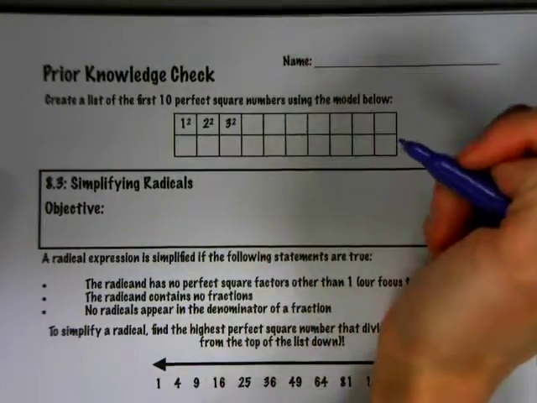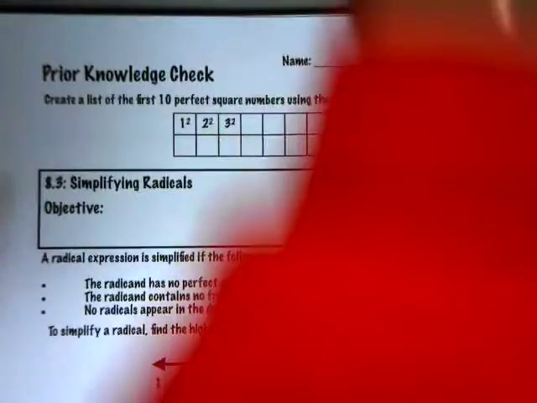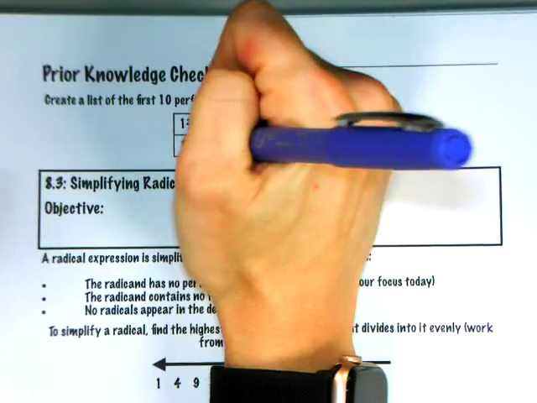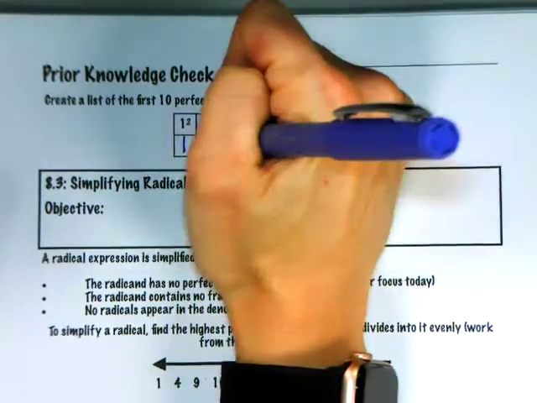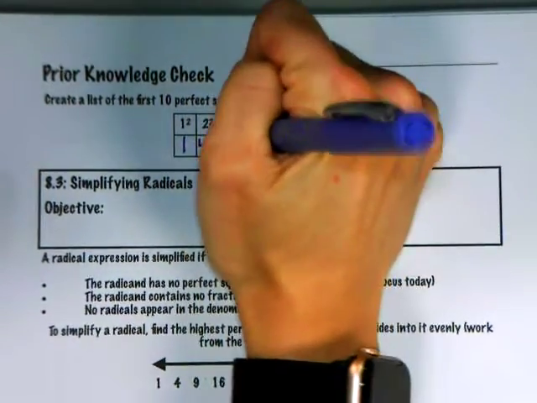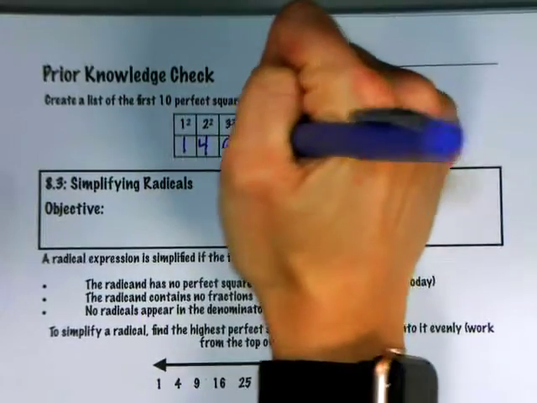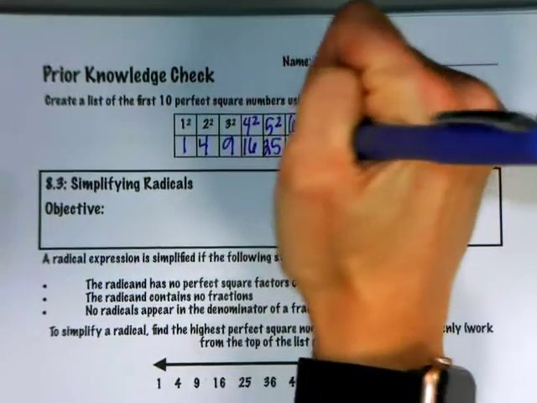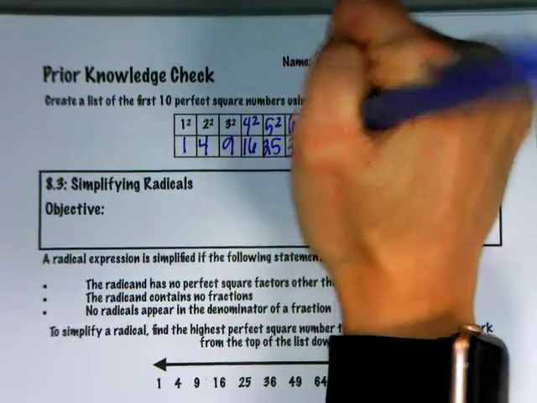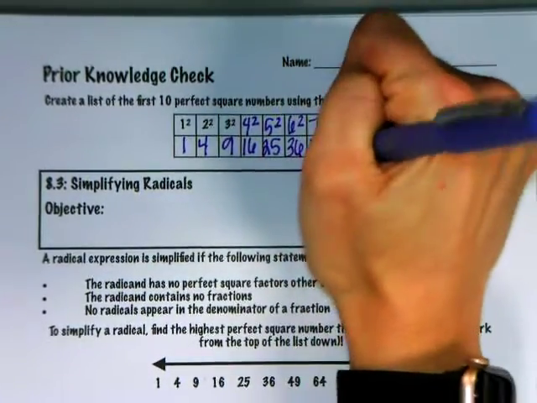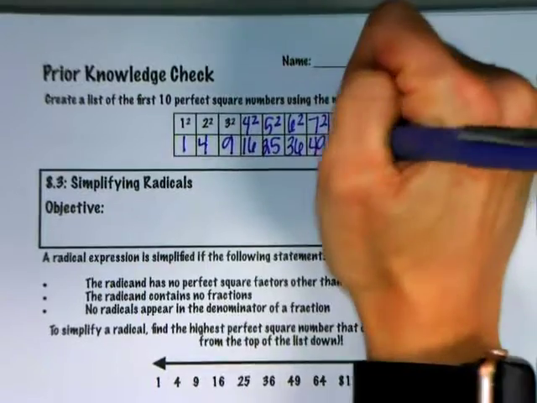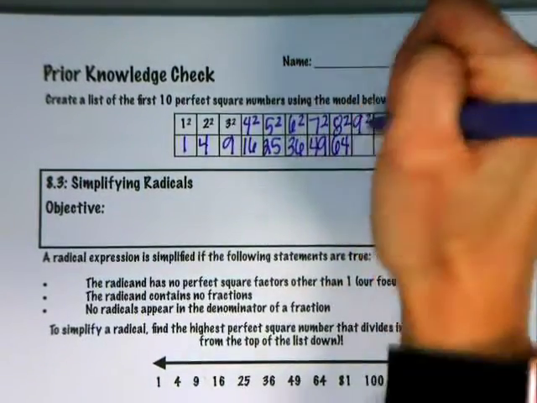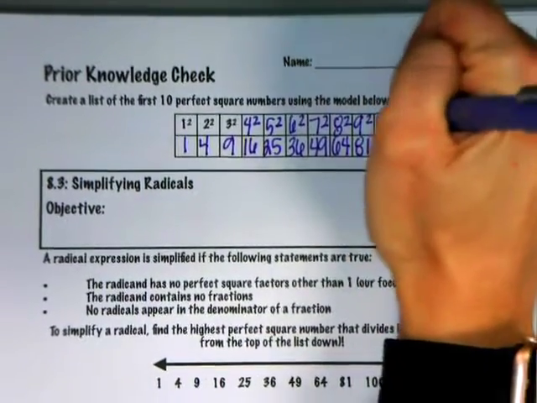So, for this, what's 1 squared? 1, yep. 2 squared? 3 squared? Okay, 4 squared? 5 squared? 6 squared? 7 squared? 49. 8 squared? 9 squared? And then 10 squared?